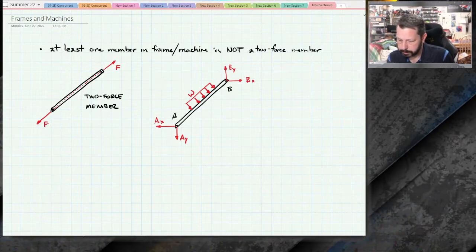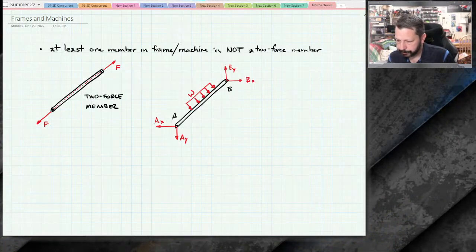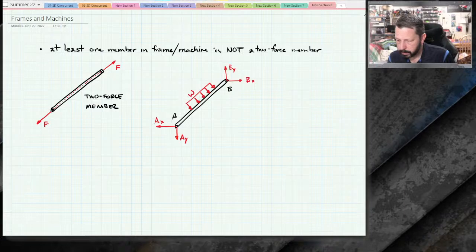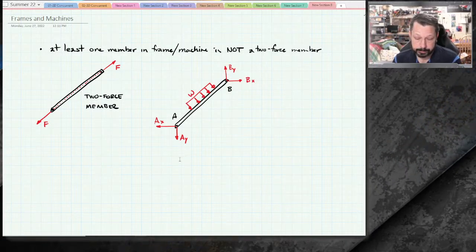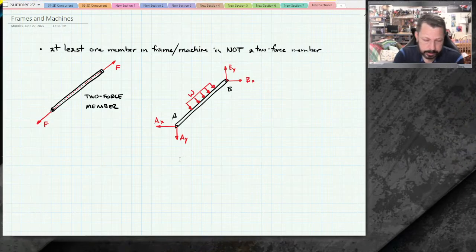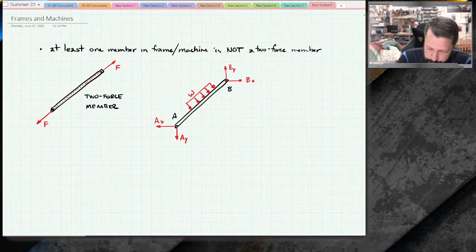I lost the chat all of a sudden. There it goes. All right. You have to deal with them differently. And that means, so this is a non-two-force member, I guess.